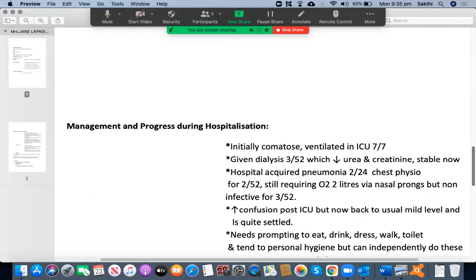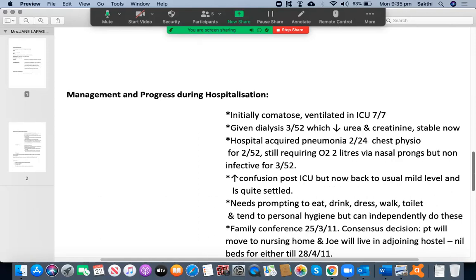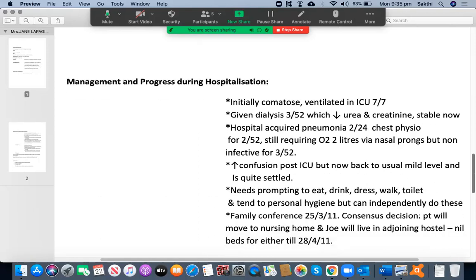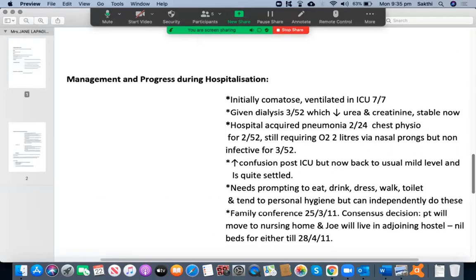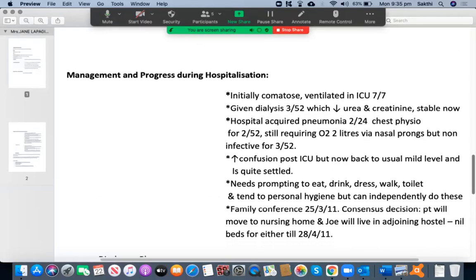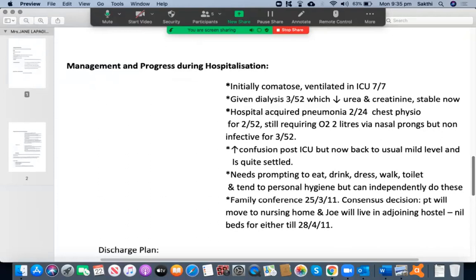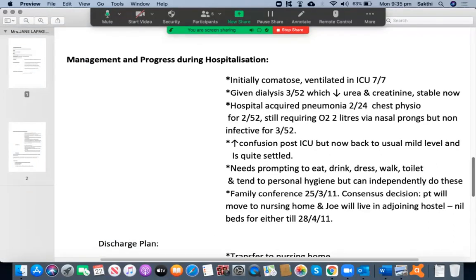Management progress and progress during hospitalization. Initially comatose, ventilated in ICU 77. Given dialysis 3/52, which decreased. Urea, creatinine stable now. Hospital-acquired pneumonia 2/24. Chest physio for 2/52. Still requiring O2 2 liters via nasal prongs.